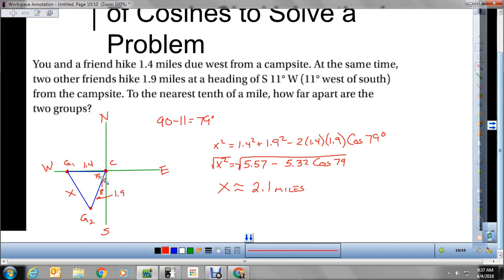Now, to get this angle here, this is a right angle. From west to south is a right angle. So therefore, it is 11 degrees less than 90, which means you do 90 minus 11 to get 79. Because we're looking for the distance apart for our two groups, this is our x, and the angle across from it is 79. So we set it up as x squared equals 1.4 squared plus 1.9 squared minus 2 times 1.4 times 1.9 times the cosine of 79. I combined it here to get 5.57 minus 5.32 cosine 79, square root both sides, and that leaves us with the distance the two groups are apart being 2.1 miles.